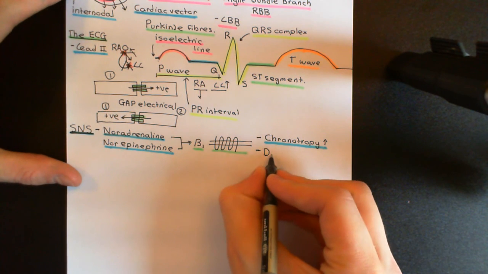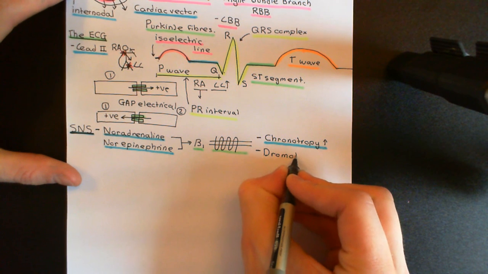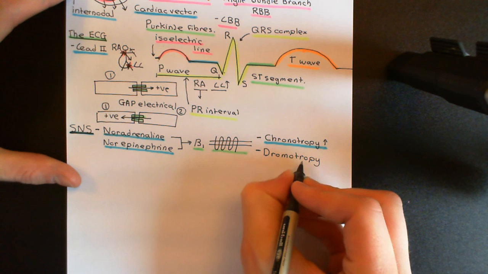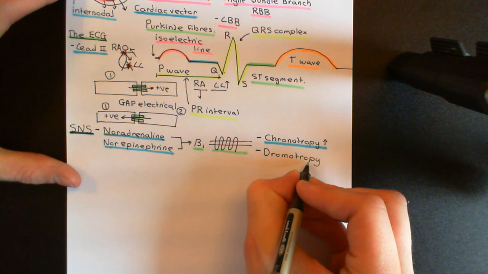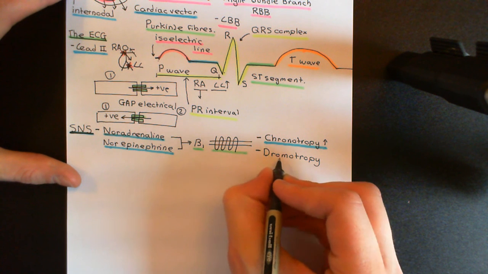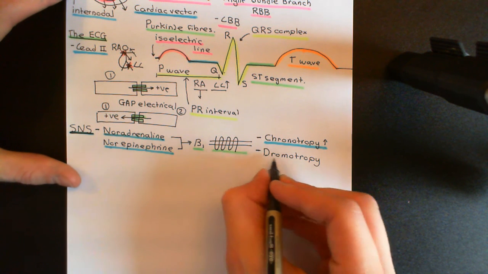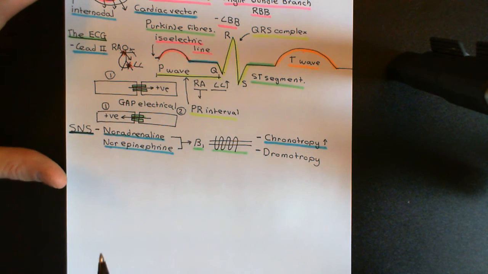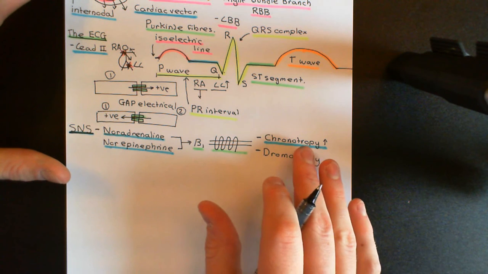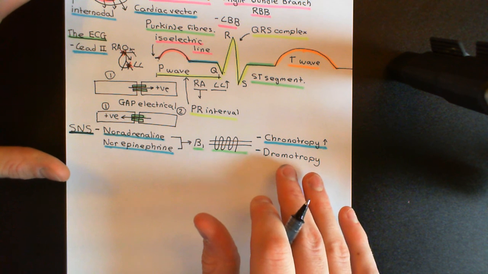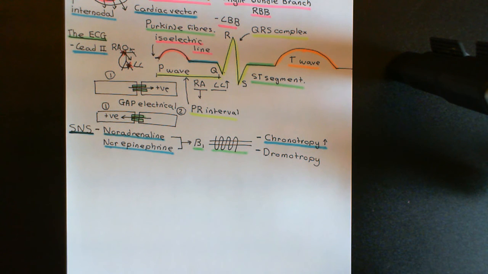And there is a word for this, dromotropy. Dromotropy refers to the rate at which the electrical signal will pass through the atrioventricular node. Beta-1 receptors on the AV node conduction cells will speed up the rate at which the AV node cells pass the action potential through, so that raising the rate of the sinoatrial node firing will result in an increase in the rate at which you get action potentials propagating down to the ventricles.